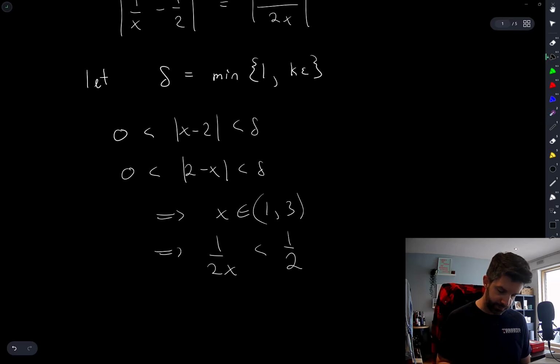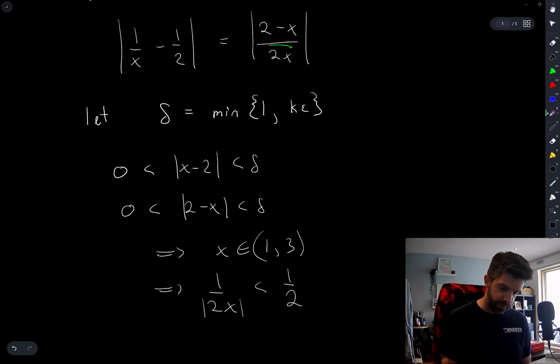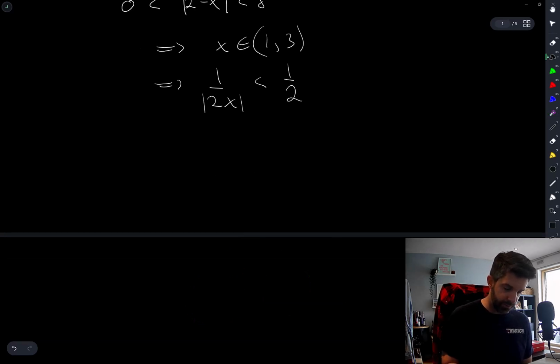I guess I should say, let's put this in absolute values. Why not? Okay. So 1 over 2x, which is this quantity here, is certainly less than 1 over 2, right? The smallest value of x that can be put in here, well, you can't actually substitute a 1 in here, but any value of x that appears here is greater than 1, and so that makes the whole thing less than a half.